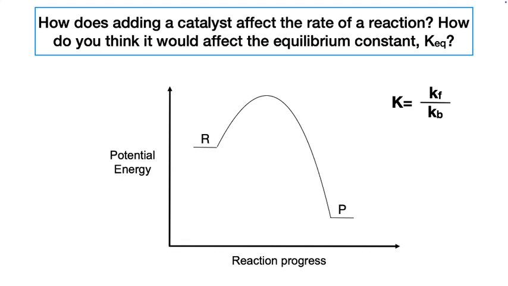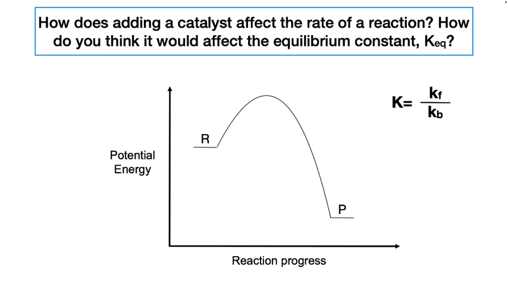So how does adding a catalyst affect the rate of the reaction? How do you think it would affect the equilibrium constant? This is, again, a blue box. I'll give you a minute. I'm hearing lots of good words, particularly about what catalysts do. What do catalysts do? Speed up the reaction. Cool. How?